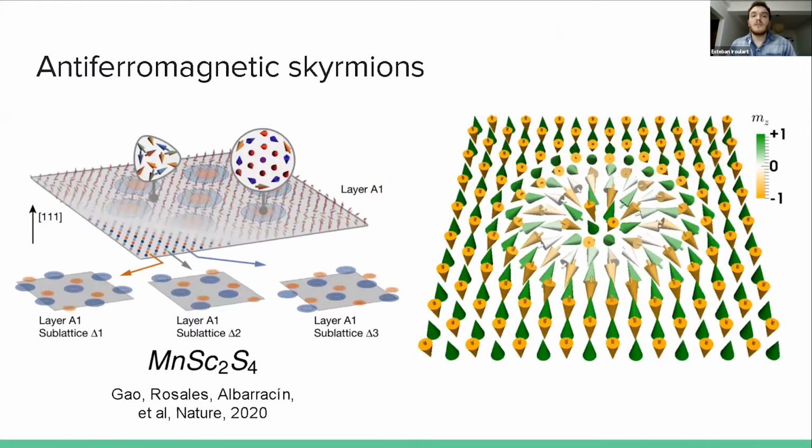Another type of skyrmions are the antiferromagnetic ones, which can be understood as a superposition of two ferromagnetic skyrmion lattices with opposite spins. Here on the right, I show a picture from the work of Gao, my advisor Diego Rosales, Flavia Albarracin, and collaborators in Nature in the year 2020, where they studied this material and were able to stabilize antiferromagnetic skyrmions through anisotropic couplings.